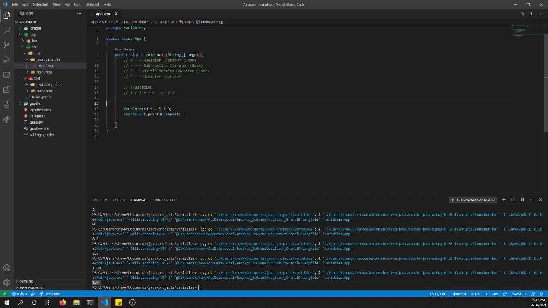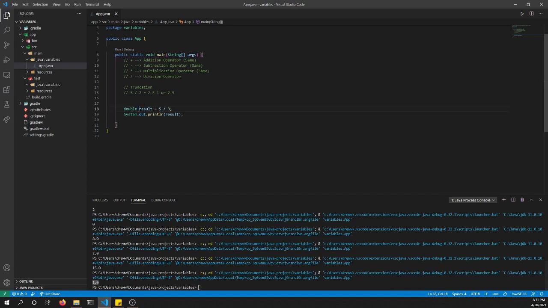Java didn't say 5 divided by 3 is 1.66666 repeating. It said, okay, 3 is an integer and 5 is an integer. 3 goes into 5 one time with a remainder. I'm going to ignore that. So the answer here is 1. And oh, they want me to stick it in a double. I better make it 1.0.